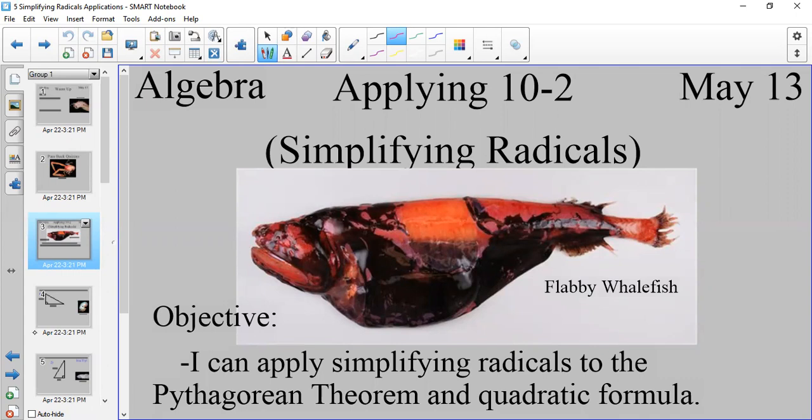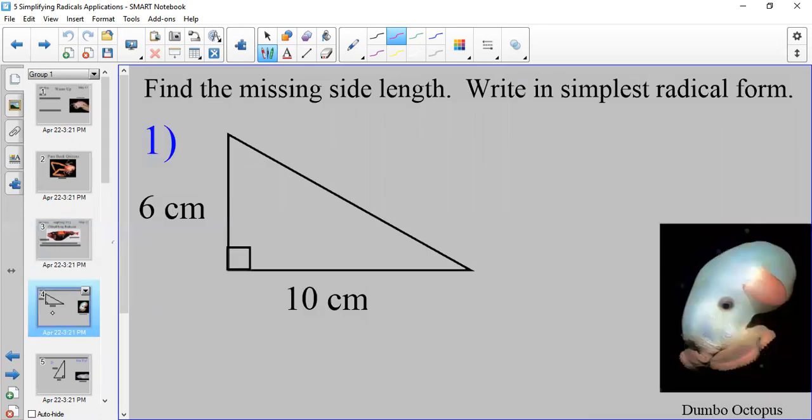All right, so let's start with triangles. Next year in geometry, you're going to be doing quite a few chapters on triangles, and you will need to have the skill of simplifying radicals. So let's use the Pythagorean theorem since we have a right angle or a right triangle here. Our C is the missing one. We can call the other two A and B, doesn't matter.